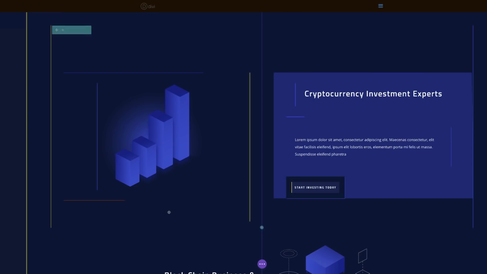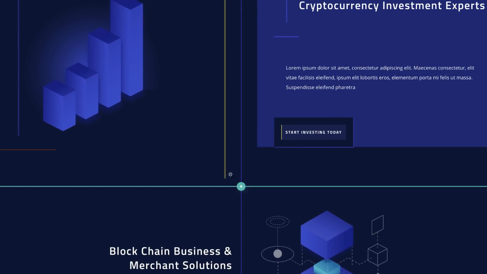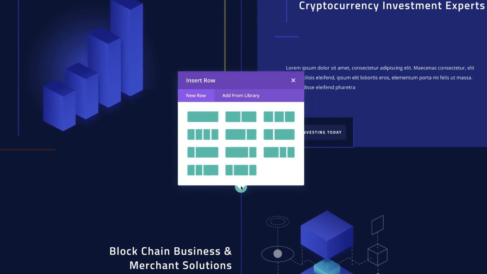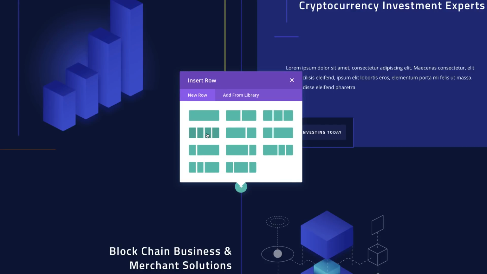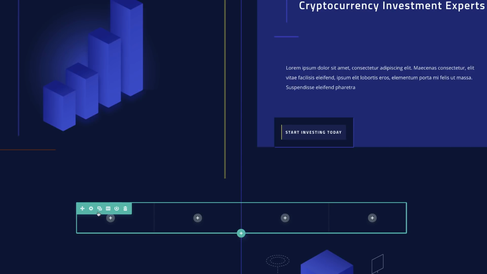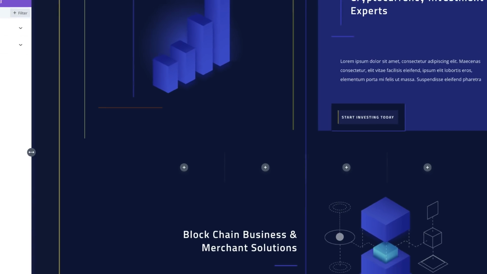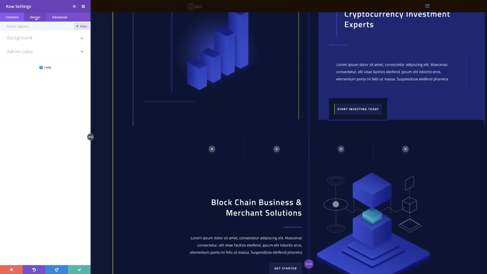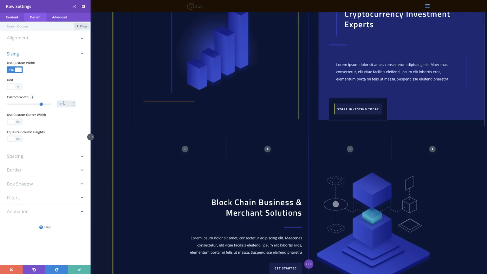So what we're going to do next is we are going to add some horizontal lines. So what we're going to do is we're going to start off by adding a new row. So I'm going to click this plus button and we're going to need 4 columns. So I'm going to select my 4 columns just like that. So let's go into the row settings and set up our size. So I'm going to come over here to design sizing, and over here on the custom width, we're going to set this to 95%. So first of all, change the unit to percentage and add 95.